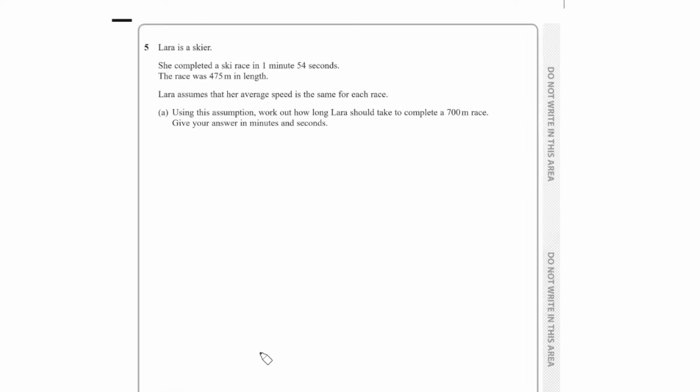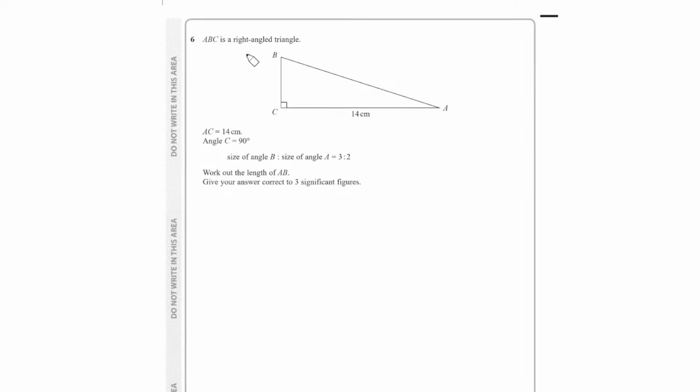That's trig, isn't it? Which I think you've had. Oh, you said 6 and 5. Yeah, okay, so for 6, ABC is a right angle triangle. We've given AC as 14. Obviously, we know this is 90. The size of angle B to the size of angle A is 3 to 2.